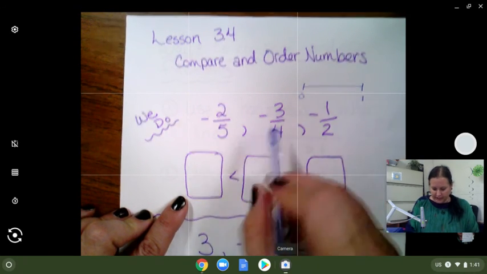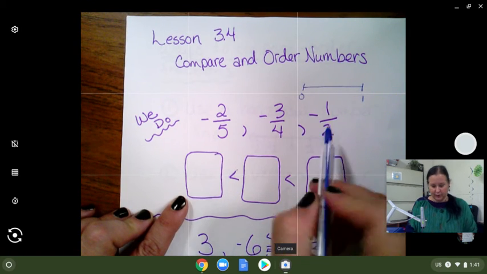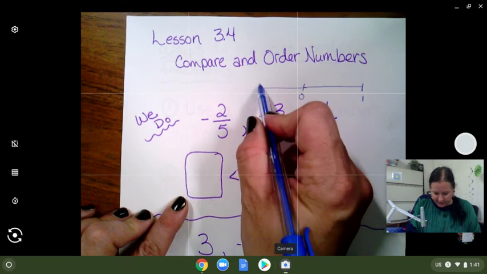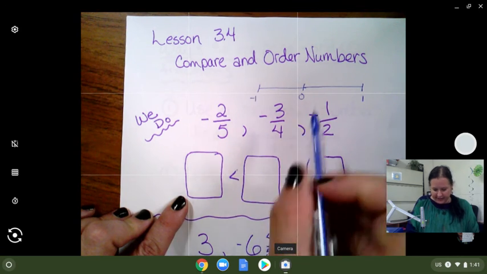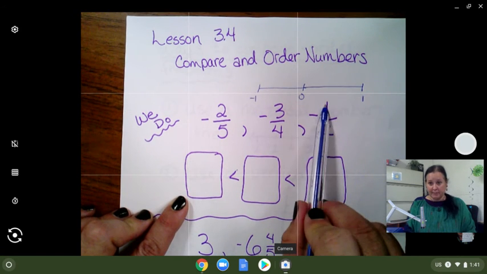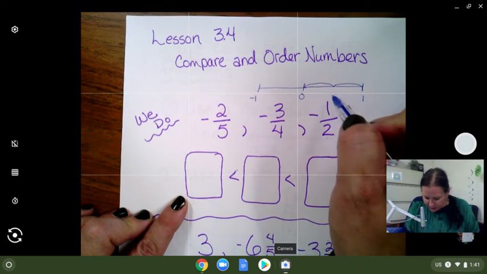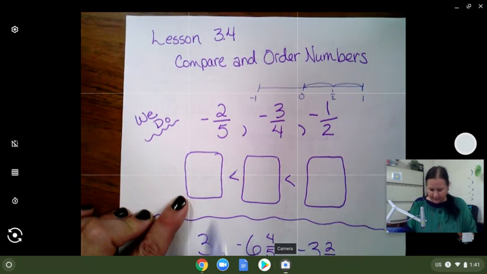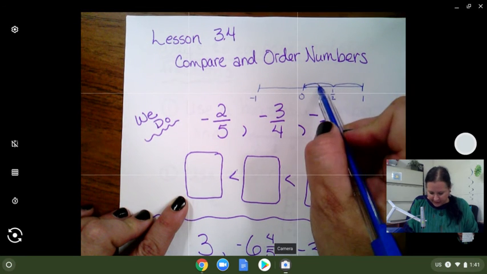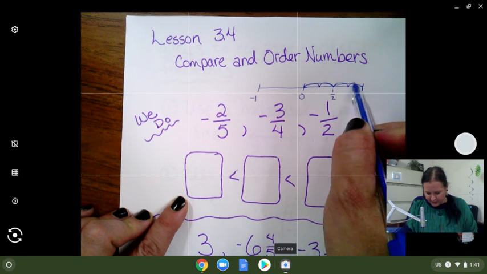This will be 0 and 1. These all would come between 0 and 1, but they are negative, so they're actually going to happen down here at a -1. But we're going to put them first on the positive side. So half, I would divide this in 2. This would be 1/2. This one is 3/4, so I would divide this line right here into 4 sections.